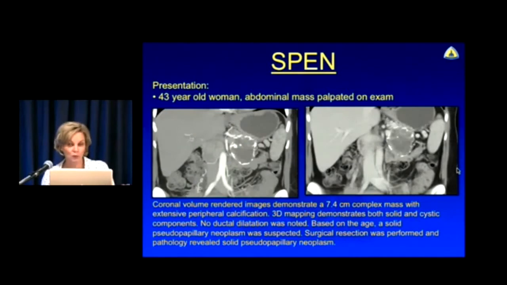Okay, this is a 43-year-old, so again, young woman, abdominal mass, and it looks like a pretty aggressive lesion, right? It's pretty big, it's 7 centimeters, it's complex, it has calcification, but this looks very different than the serous cystadenomas, right? This is in the periphery, okay? No ductal dilatation. So based on the age, you're going to say SPEN. If it's not a SPEN, what's it going to be? It's going to be a mucinous cystic neoplasm, most likely. So they resected it, and again, it was a SPEN tumor.